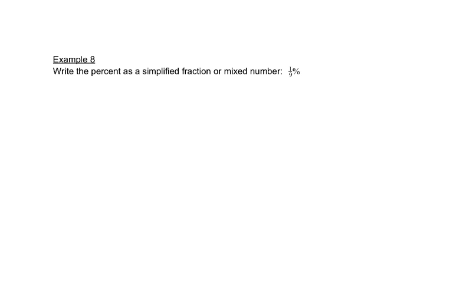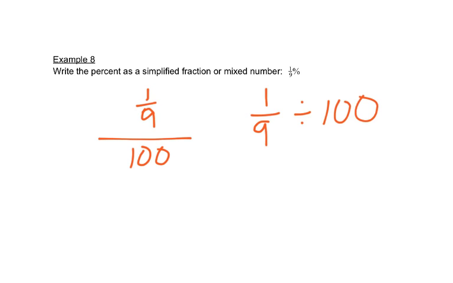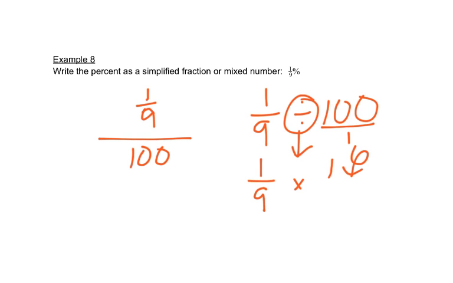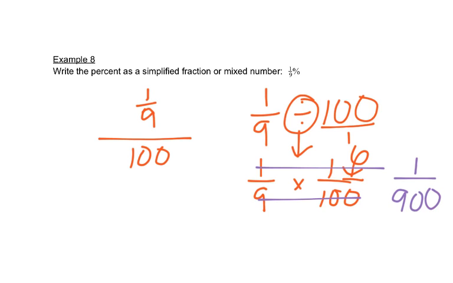So this one says as a fraction. Again, remember that the percent sign means divide by 100. So I have 1/9 divided by 100. In this case, it might be a little bit easier to write it out sideways instead of up and down. Remember, to divide fractions, we keep the first fraction, change division to multiplication, and then flip the second number. Keep it, change it, flip it. And then we multiply straight across. So we have 1 on top, 900 on the bottom.